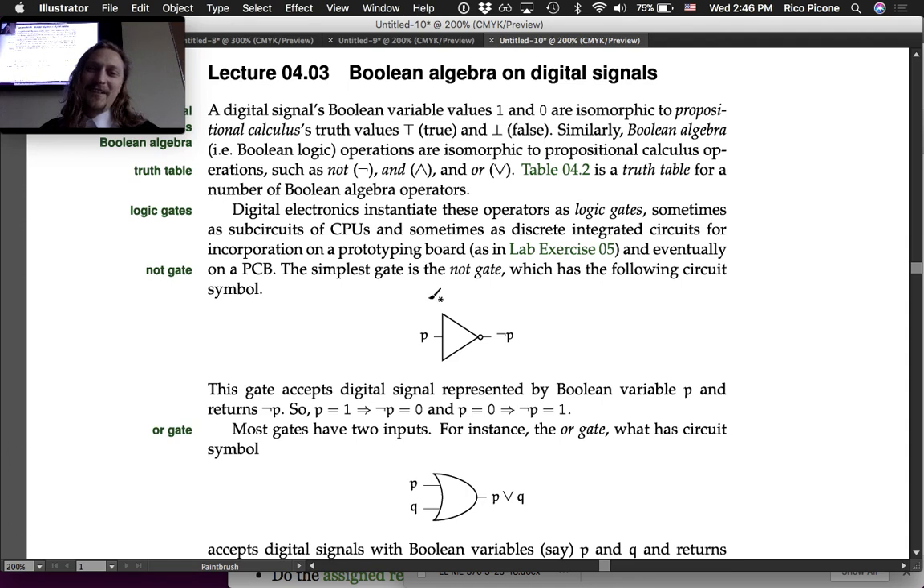Okay, so if P is 0, then not P is 1. If P is 1, this is bad.